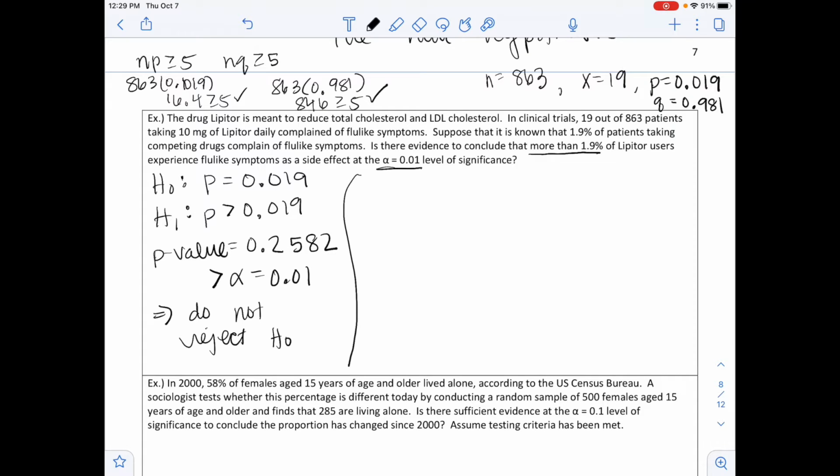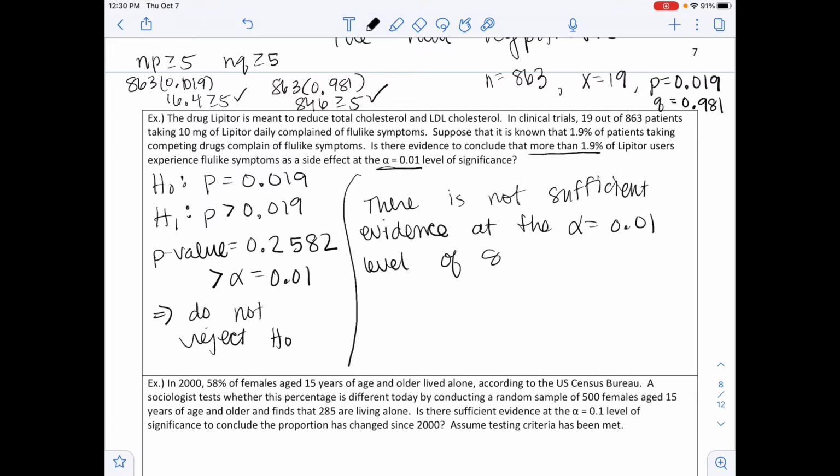So from here we need to write a conclusion, and so it's going to start with there is not sufficient evidence. Again, we're at the alpha equals 0.01 level of significance. To conclude that, and for us it's going to be to conclude that more than 1.9% of Lipitor users experience flu-like symptoms.